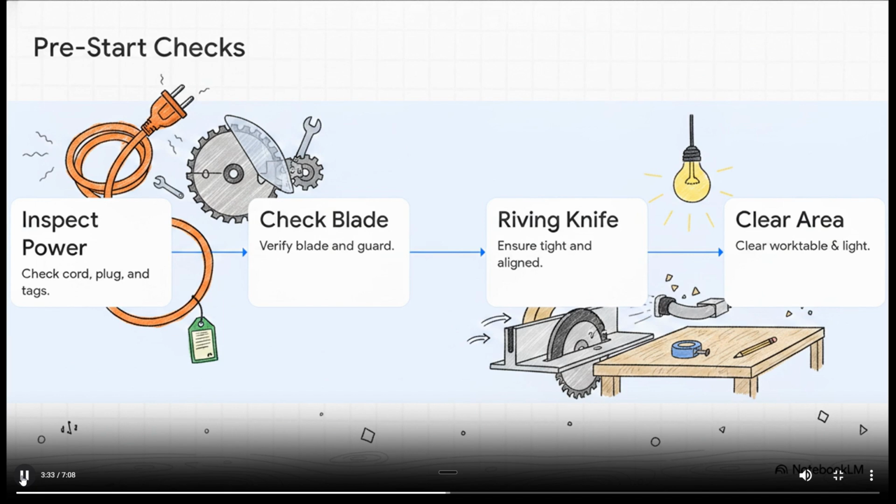It's your primary defense against a lethal kickback. And 4. Clear your work table, check your fence alignment, and make sure your dust extraction and lighting are good to go. You have to own your workspace.